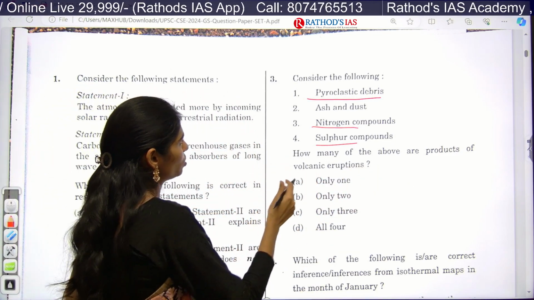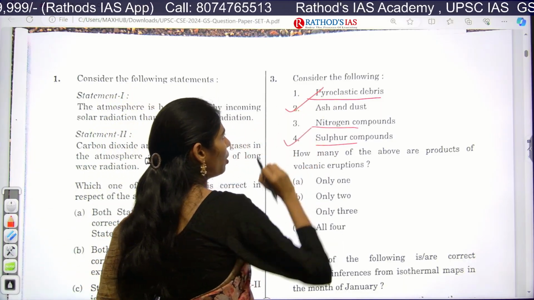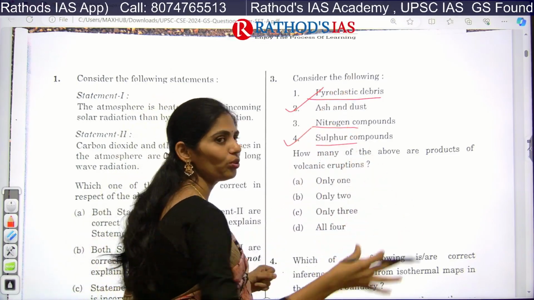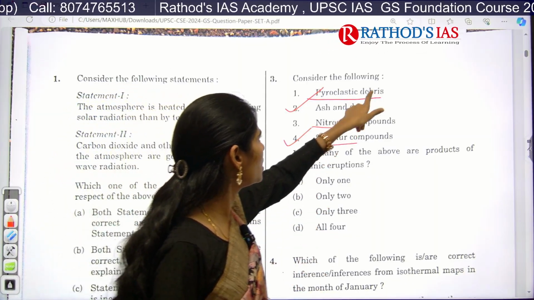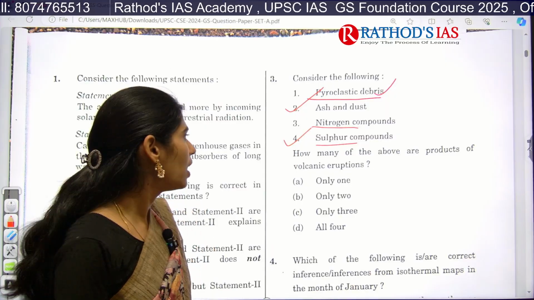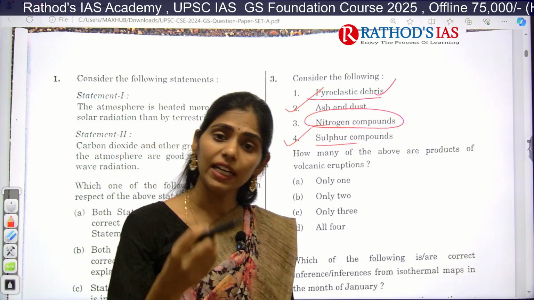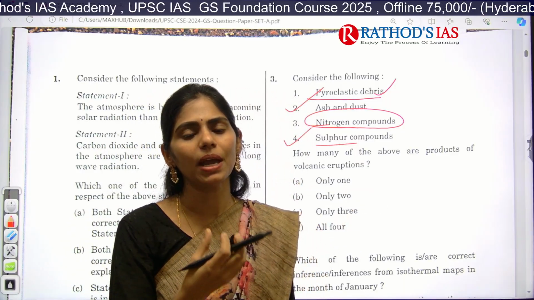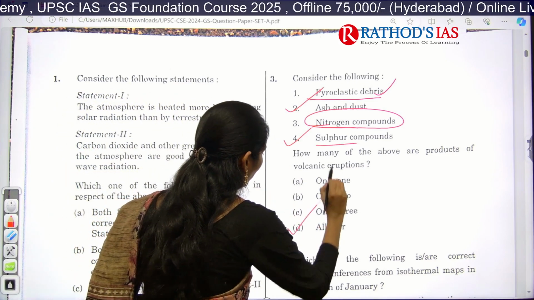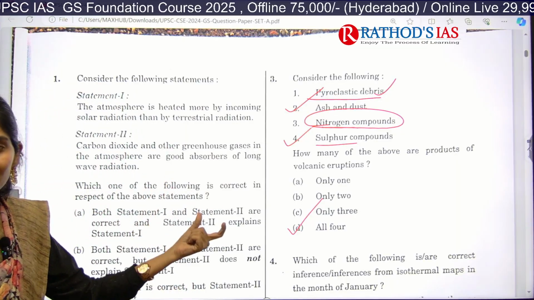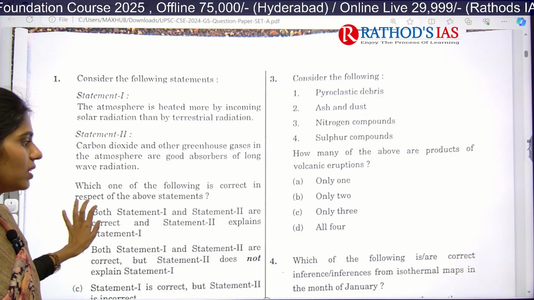Many of you might be very clear that ash and dust will be released and sulfur compounds will be released. And if you read clearly about the materials released during volcanic eruptions, pyroclastic debris will also be released. But there is a doubt regarding nitrogen compounds. Clear? If you dig deeper, some amounts of nitrogen can also be released. So there is a chance. Here all these four can be released whenever there is a volcanic eruption. So answer D is correct for this third question.